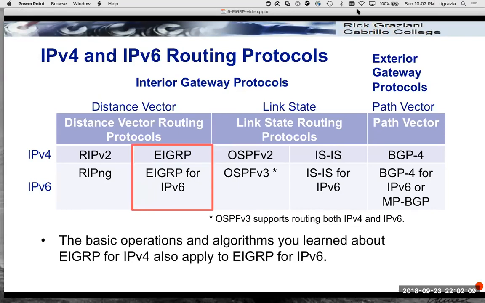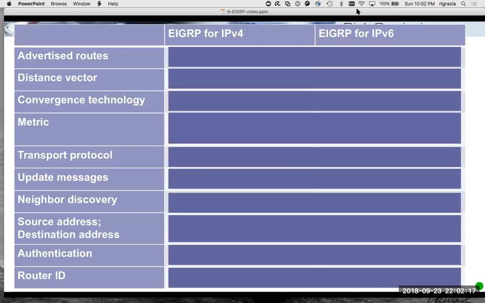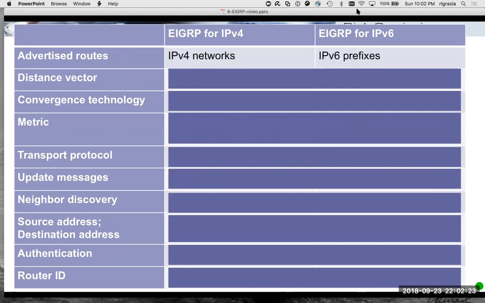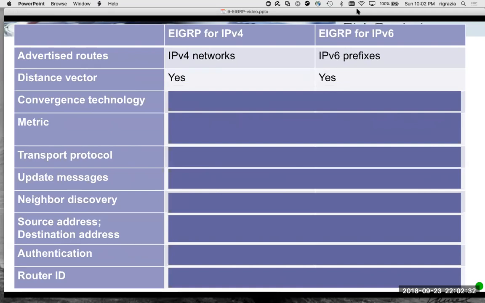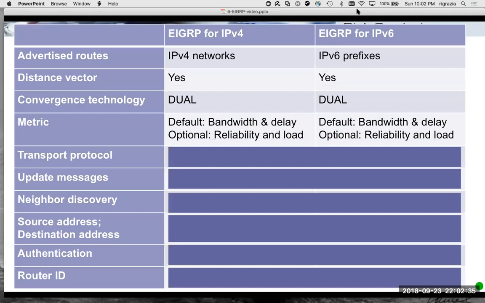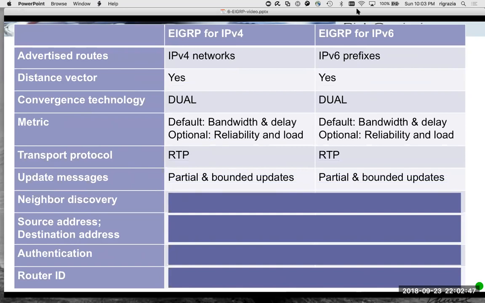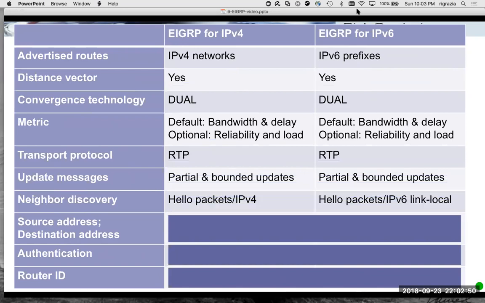The basic operations and algorithms you learned about EIGRP for IPv4 is the same for EIGRP for IPv6. Okay, some of the comparisons between them. They both advertise their appropriate networks or prefixes, whatever term you prefer. Both distance vector routing protocols, both use DUAL, both use the same metric. Default is bandwidth and delay. The transport protocol is reliable transport protocol. Partial bounded updates. Neighbor discovery is hello packets.